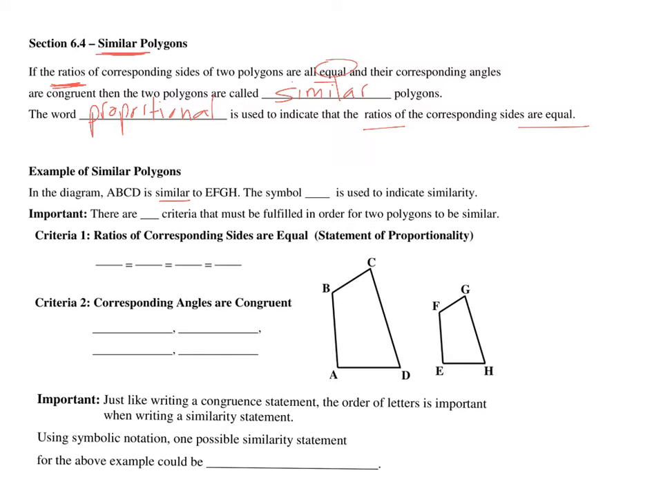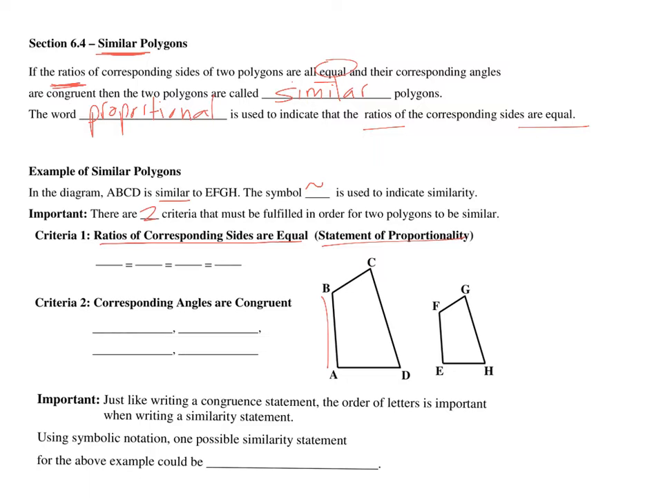Now the symbol for similarity is like the congruence symbol. There's a squiggly line, but with no equal sign below it. That's all there is to it. Now, important, there are two criteria that must be fulfilled in order for two polygons to be similar. The first is that you must have the statement of proportionality satisfied. In other words, all the ratios of corresponding sides are equal.